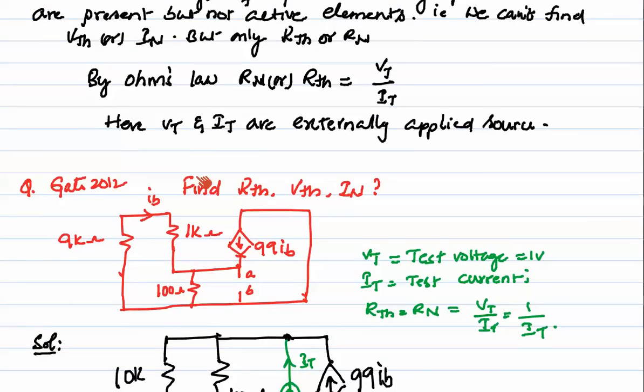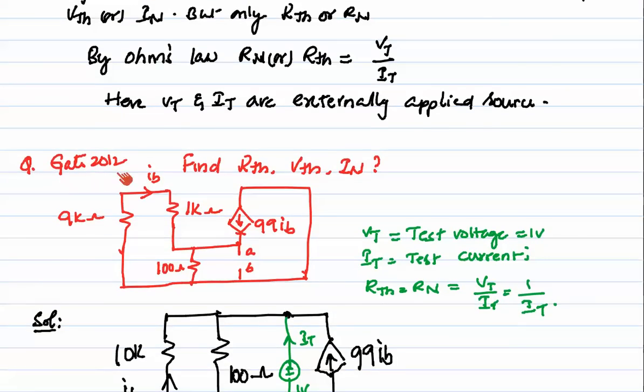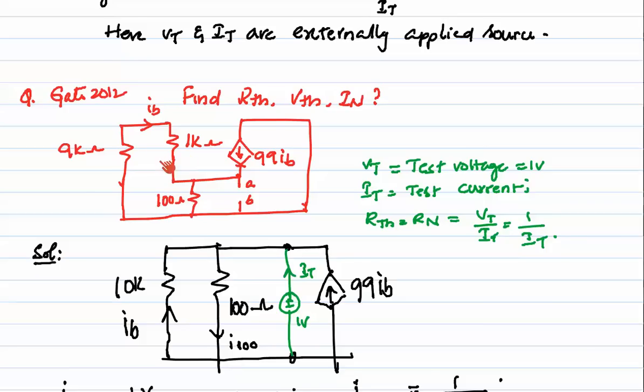So let's solve a problem here, which was asked in GATE 2012. They have asked the problem like this, and we need to find the value of RTH. RTH or RN is equal to VT by IT. Suppose I give the test voltage as 1 volt, then RTH is equal to 1 by IT here. I have simplified the circuit. 9 kilo ohms and 1 kilo ohm are in series, which combine to 10 kilo ohms, and IB is flowing downwards like this, and we have 100 ohms, and here we have a current source of 99 IB.